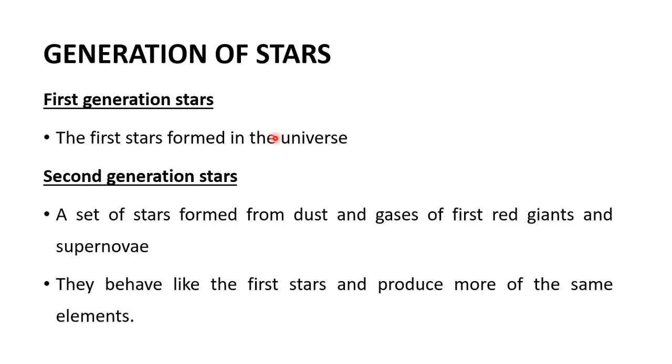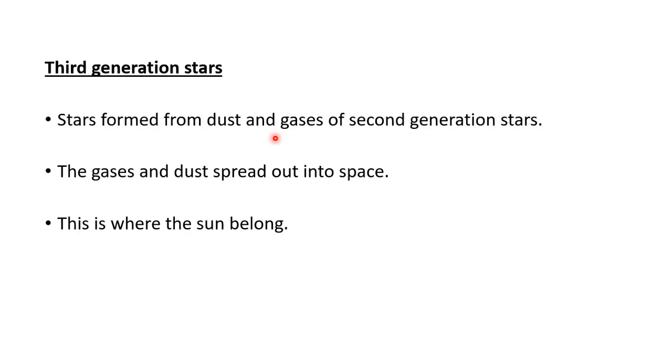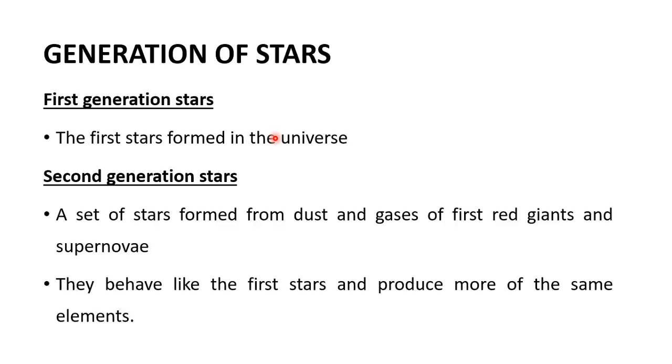The stars which were formed were divided into three groups. The first group is the first generation stars. The second group is the second generation stars. And the third one, the last group, is the third generation stars. The first generation stars are the first stars formed in the universe, after the first explosion.